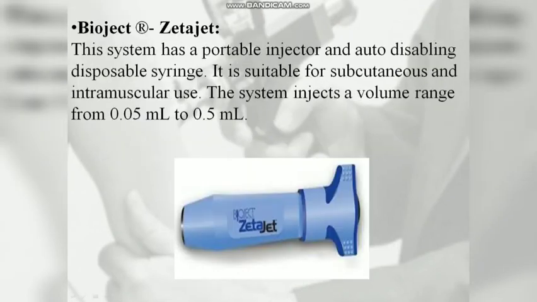Next type, Bioject. This system has a portable injector and auto-disabling disposable syringe. It is suitable for subcutaneous and intramuscular use. The system injects a volume range from 0.05 ml to 0.5 ml.